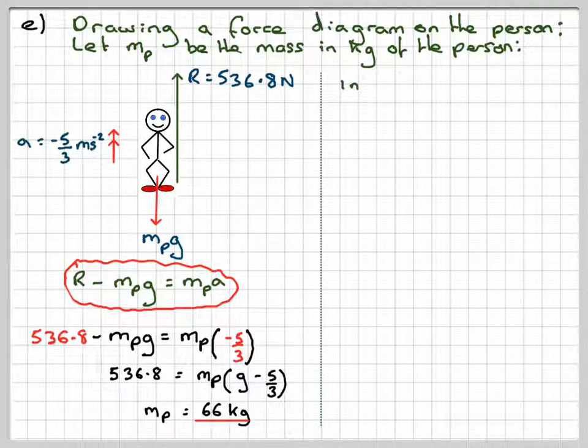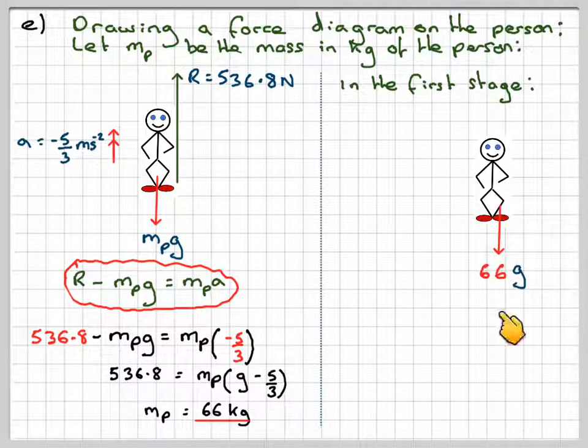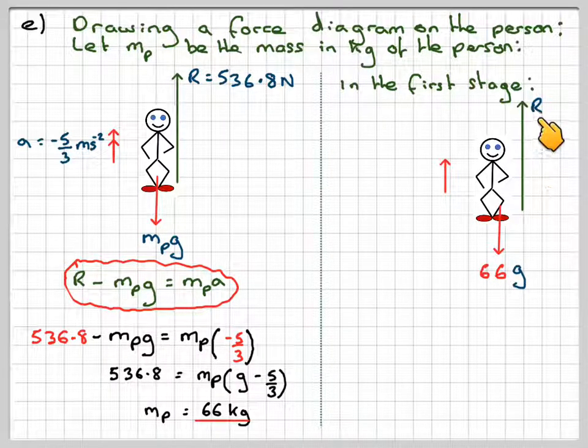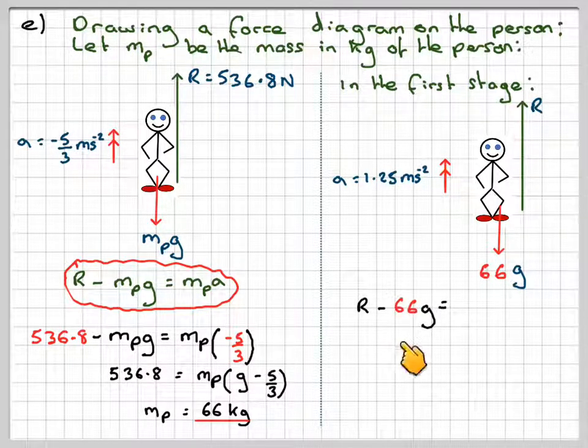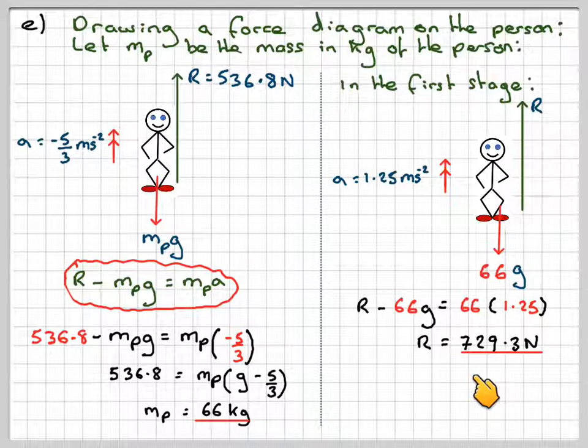Now we have that situation. Now what was his upthrust in the initial part? So it's the similar sort of diagram, but we now know that's 66 g. We want to find that reaction, but our acceleration, we're going back to the first part of the question, so the acceleration is 1.25 meters per second squared. So we've got R minus 66 g is equal to 66 times 1.25, and therefore we're going to have R is 729.3 newtons would be the upthrust he experiences as the lift initially accelerates uniformly.